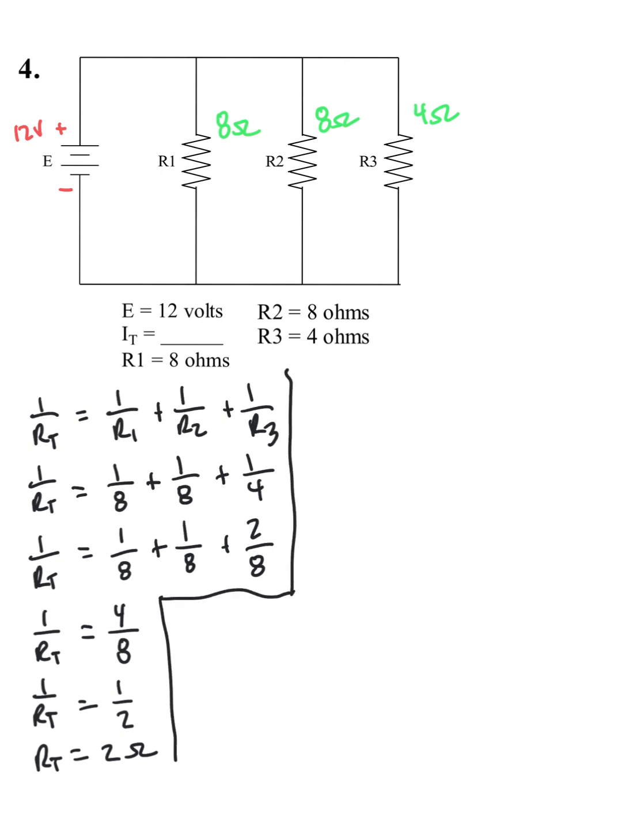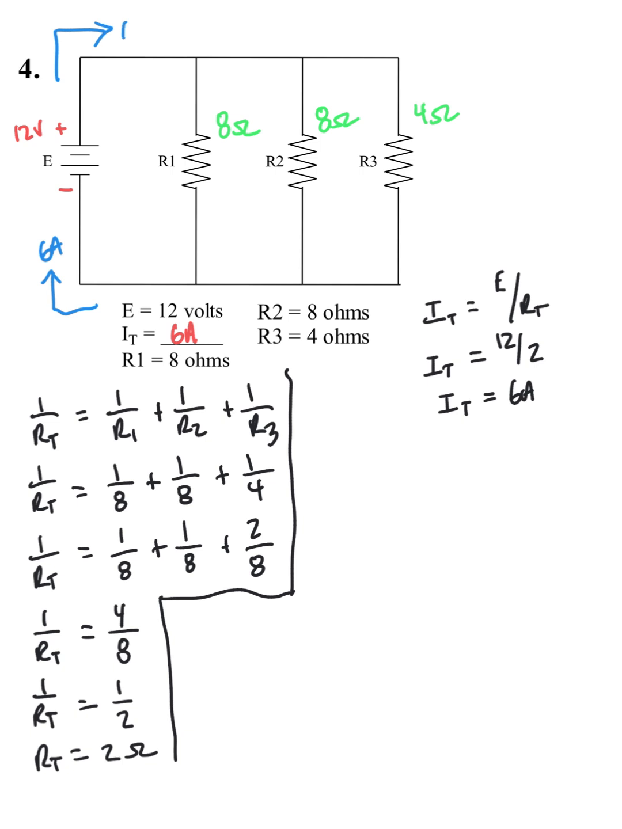So now that we know the resistance total, now we solve for the current. And the current total in this case is going to be our applied voltage divided by our resistance total. So current in this case is equal to 12 divided by 2, or 6 amps. And so over here, we can write in 6 amps for our solution, which means that we've got 6 amps going this way and 6 amps.